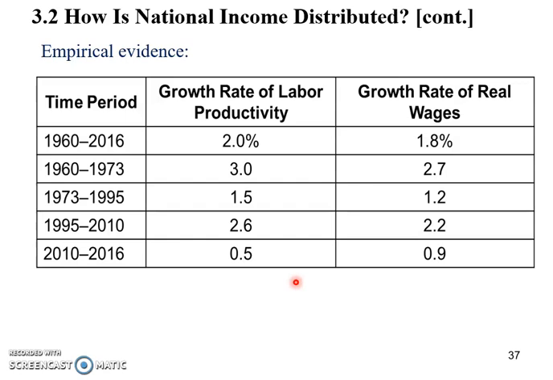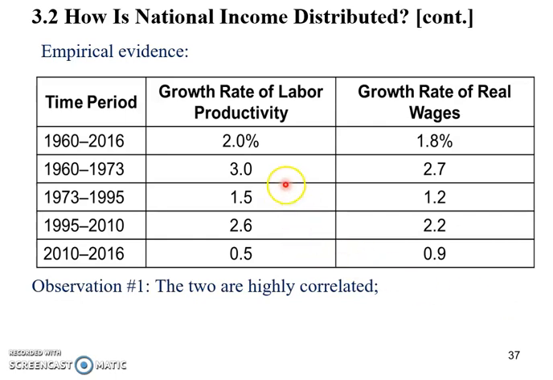There are at least two things we could take away. The first one is, as I just said, you find these two growth rates are highly correlated. In other words, when one is high, the other tends to be high. So for example, from 1960 to 1973, the growth rate of labor productivity is 3%, which is the highest in these sub-sample periods, and the growth rate of the real wage is 2.7%. It's also the highest.